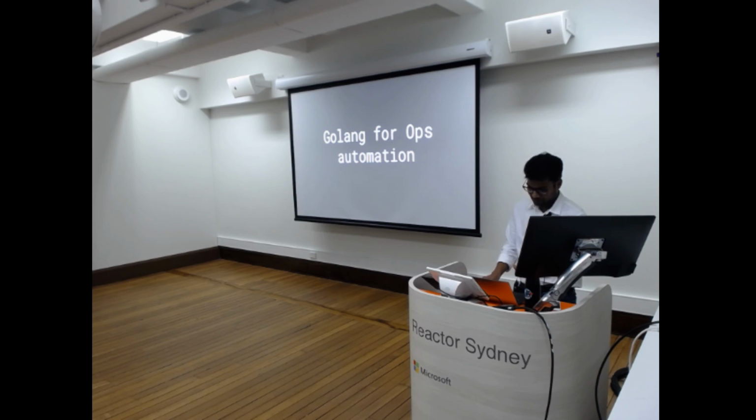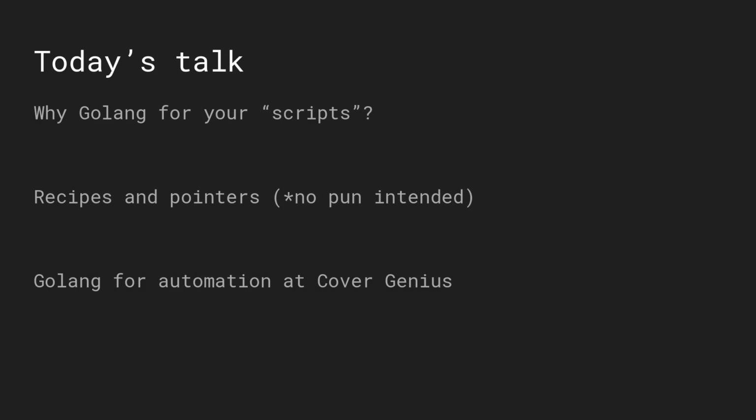So our agenda today is as follows. We'll talk about the why. Why would you want to use Golang for your scripts? A script can mean different things to different people. It can mean 5 lines, or it can be 50 lines. We'll talk about some recipes and pointers, with no pun intended. And then I'll talk a bit about Golang for automation at Cover Genius.